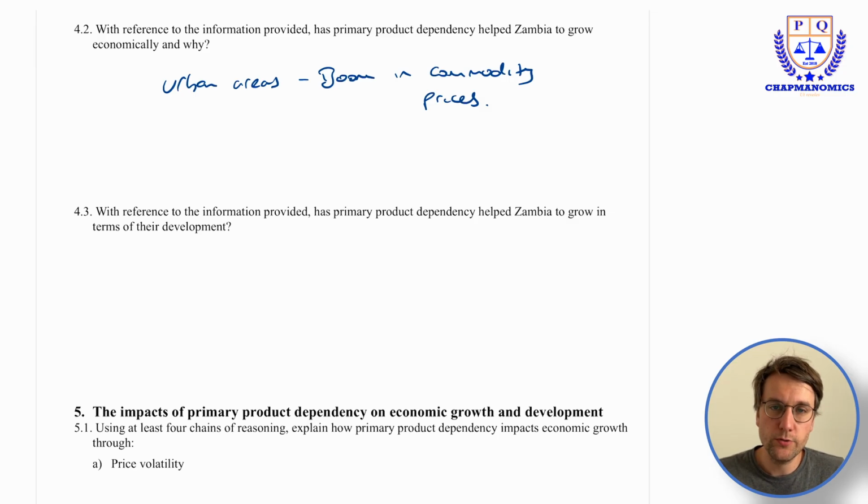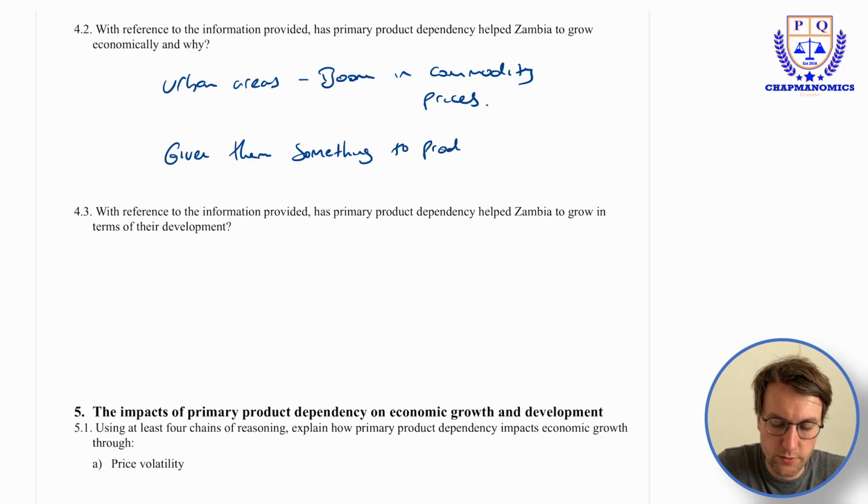And so when there is a boom in those prices, it is a good thing for a country to be primary product dependent, or it can be, provided that they then use that money to help grow and develop other sections of the economy. So for Zambia, then being primary product dependent has helped them kind of get going. It's almost given them something to produce and export.